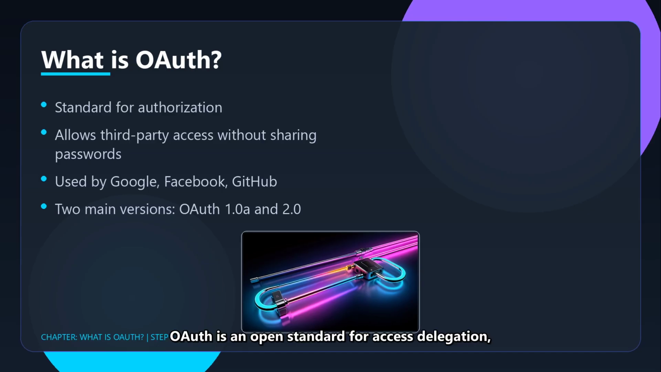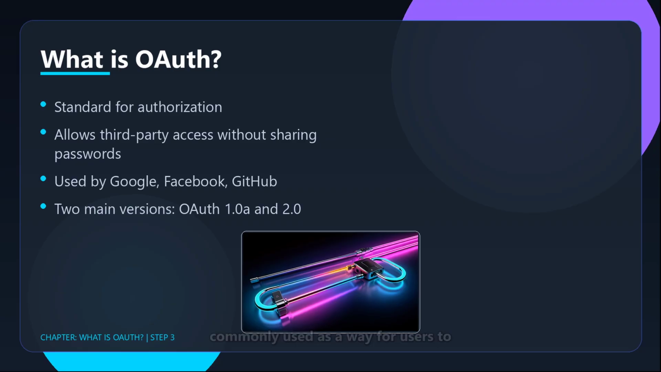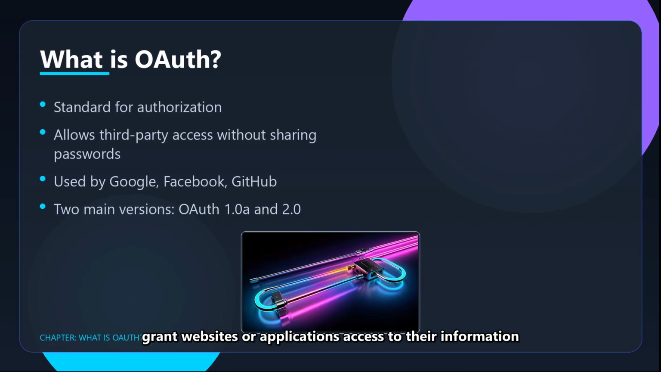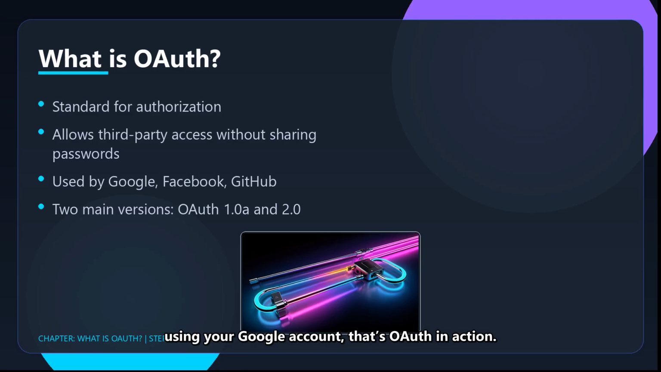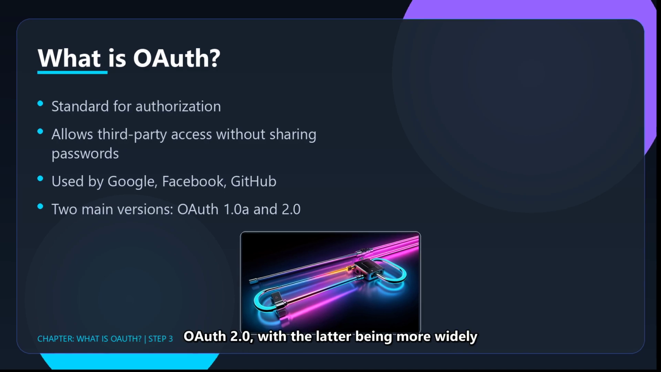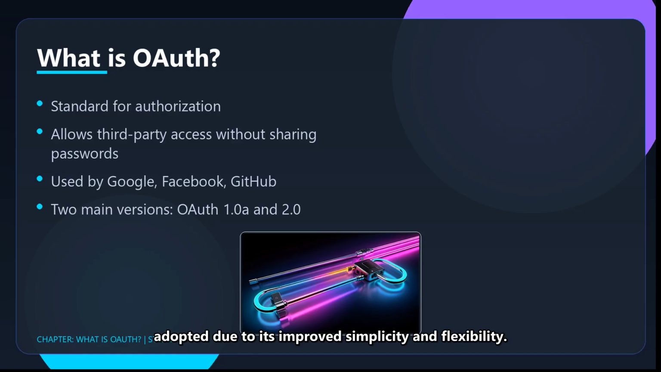OAuth is an open standard for access delegation, commonly used as a way for users to grant websites or applications access to their information on other services without giving them the passwords. For example, when you log into a website using your Google account, that's OAuth in action. There are two main versions, OAuth 1A and OAuth 2, with the latter being more widely adopted due to its improved simplicity and flexibility.